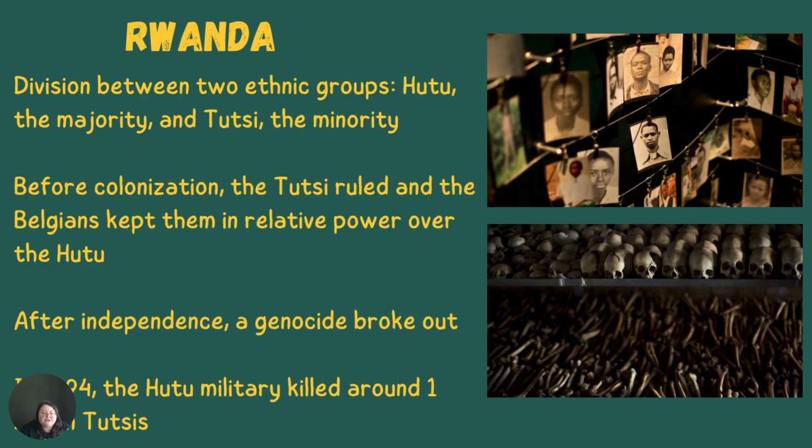Rwanda. Division between two ethnic groups existed in Rwanda. The Hutu people were the majority, and the Tutsi people were the minority. Before colonization, the Tutsi ruled, and the Belgians kept them in relative power over the Hutu. However, after the Belgians granted Rwanda independence, genocide broke out. Remember, a genocide is the attempt to eliminate an entire group of people. In 1994, the Hutu military killed around 1 million Tutsis. As you can see in the pictures, there are many memorials in Rwanda today showing the horrors of the Rwandan genocide.